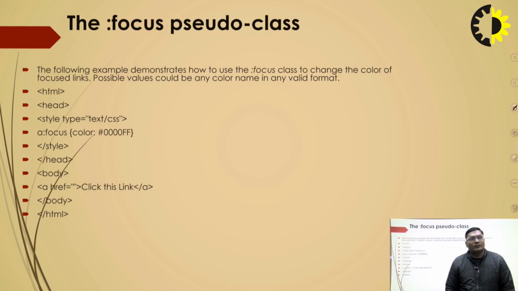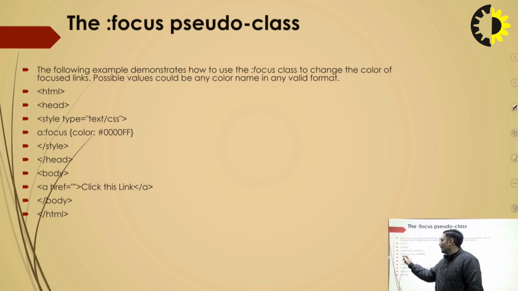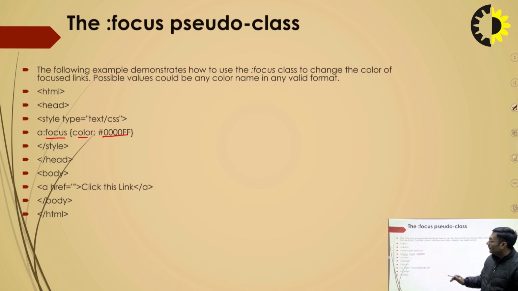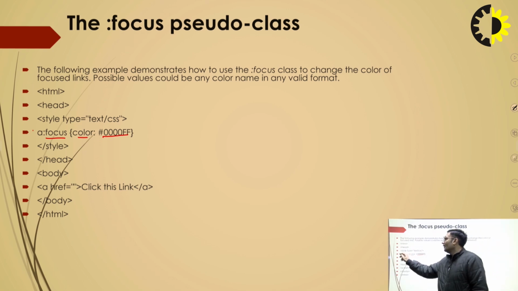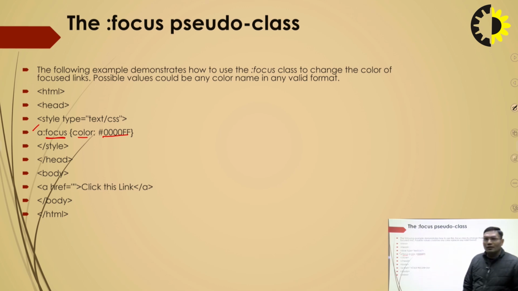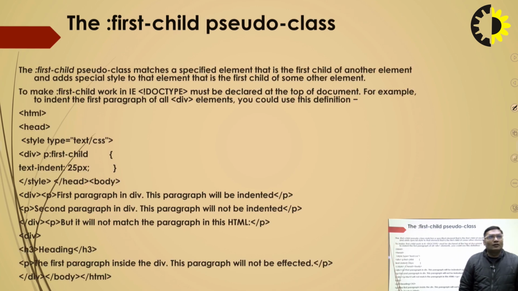Focus pseudo class can be written like this: a colon focus, color, colon, value. So the thing we should keep in mind is, first we write the selector, then colon, pseudo class, then curly braces open, color, and then colon, then that color value. Now let's see an example of the first child pseudo class.